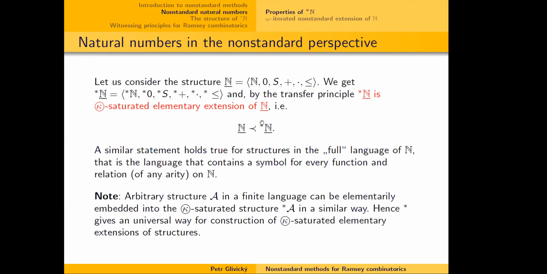Okay, so the similar statement, of course, can be done for any language, not just this language of arithmetic, even for the full language of N, which contains a symbol for every function and every relation of any arity on N. Even for this language, we get the same thing, that the star of this structure is an elementary extension of the original structure N. This isn't even limited to just N, it works for any structure. So taking the star of a structure actually is a universal way to construct a kappa-saturated elementary extension. But that's not so important for today's talk.